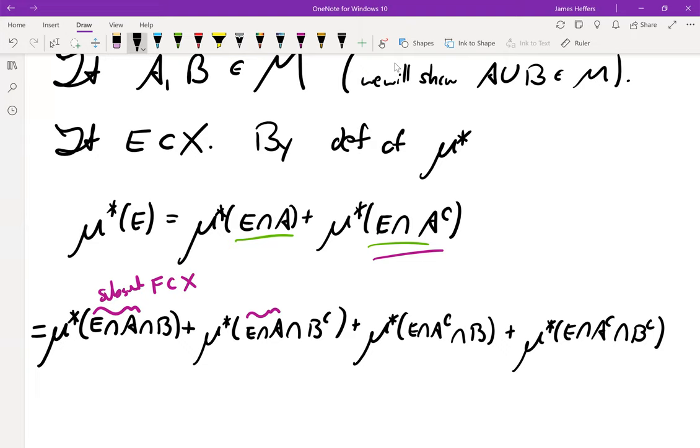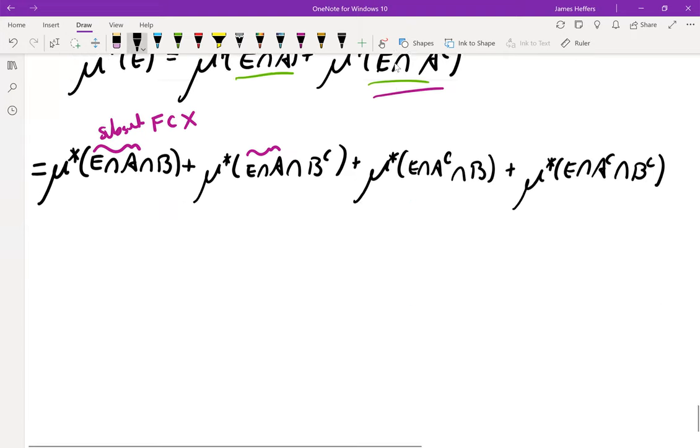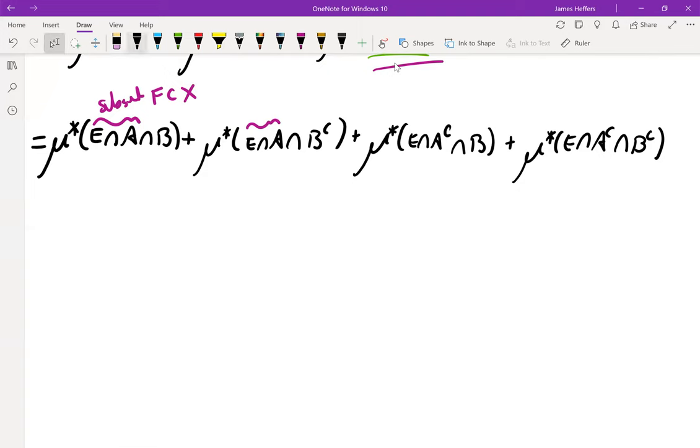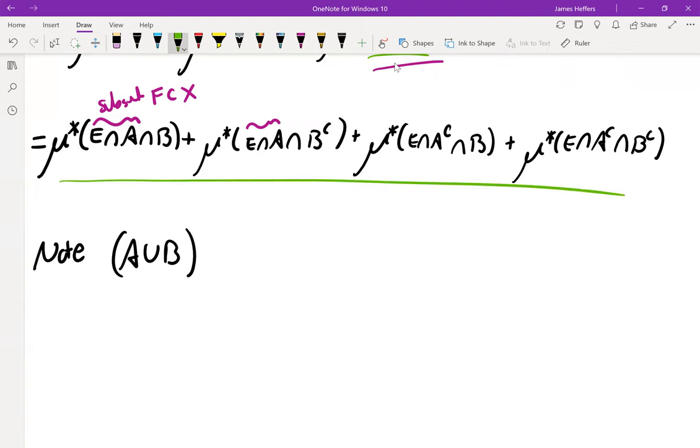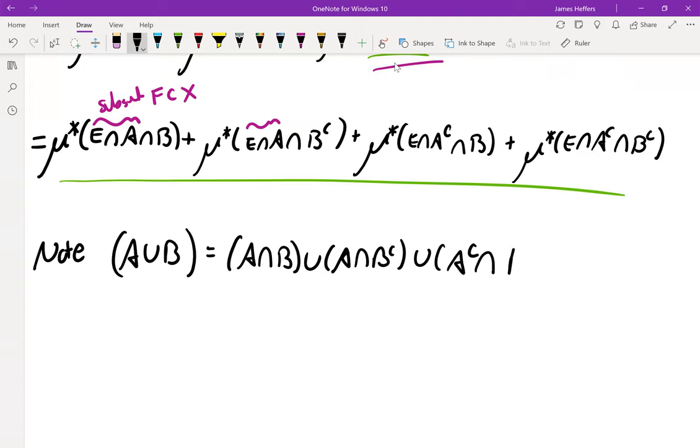And we admittedly did, but we're going to make an astute observation. And this is always one of the rough things about proofs in mathematics: you can do everything correct, but you get to here, and without the right observation, you sit there staring at this saying, well, what good does this do us? The observation we're going to make is as follows: A union B is actually the union of A intersect B, A intersect B complement, and A complement intersect B.